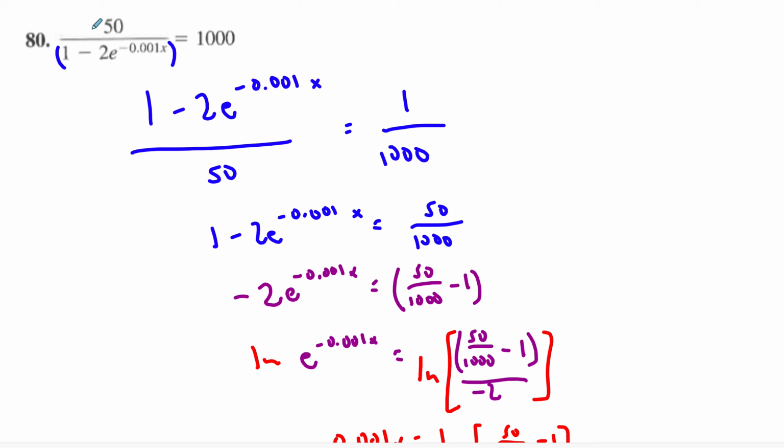The key thing here is when you have something like this, which looks awful, right? It's got the e and everything, it's in the denominator, take the reciprocal. If you don't like that, multiply both sides by this and then divide by it. You're going to end up in the same spot. My advice, though, is reciprocal. Just make sure you do it to both sides.